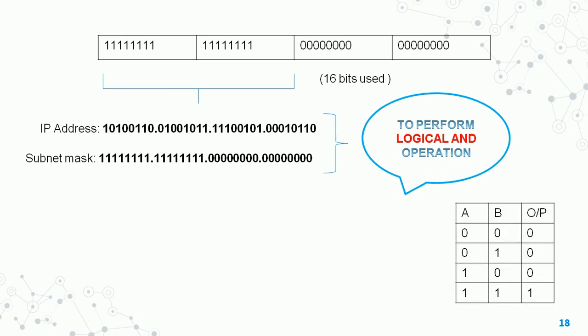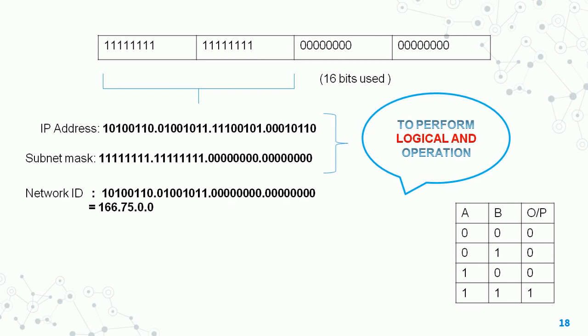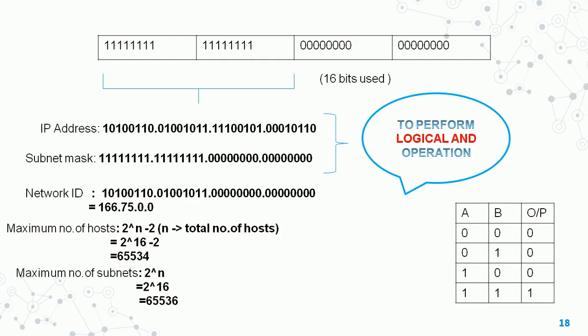Here, when the two inputs are high, the output is high. We find the network ID after this. The maximum number of hosts is found by the formula 2 power n minus 2. The maximum number of subnets is found by the formula 2 power n. The broadcast ID is 166.75.255.255. Thank you.